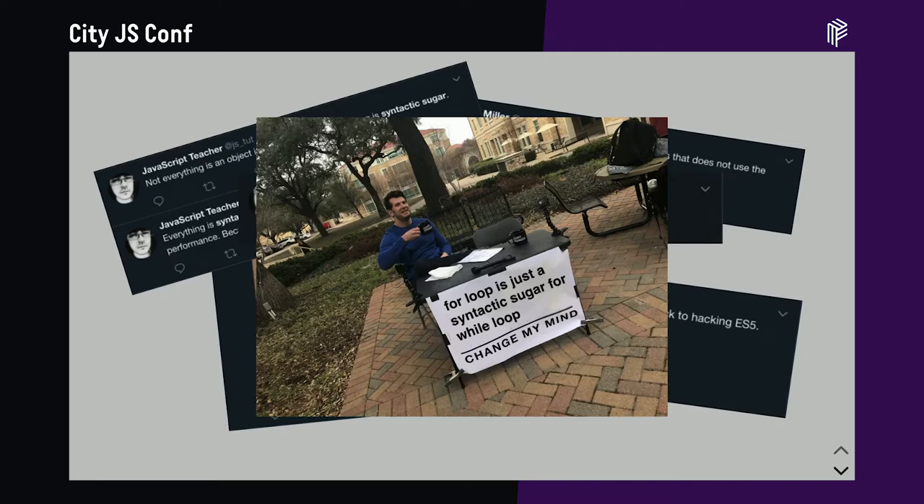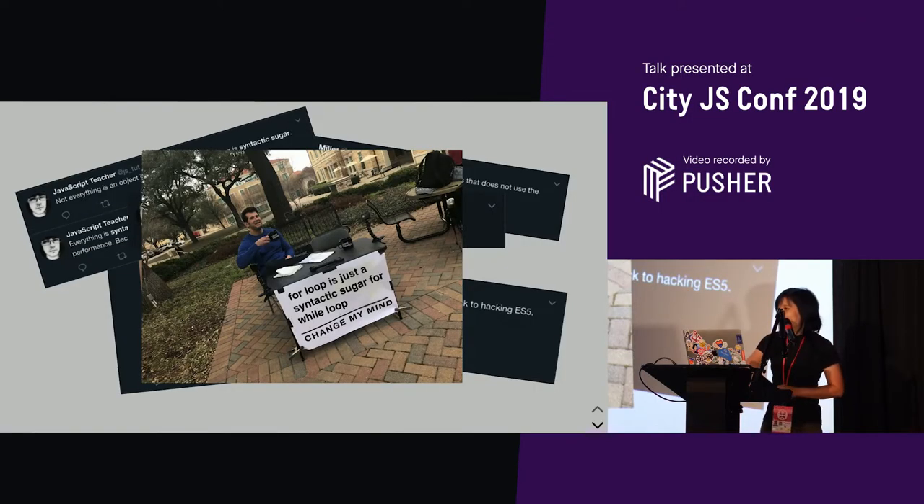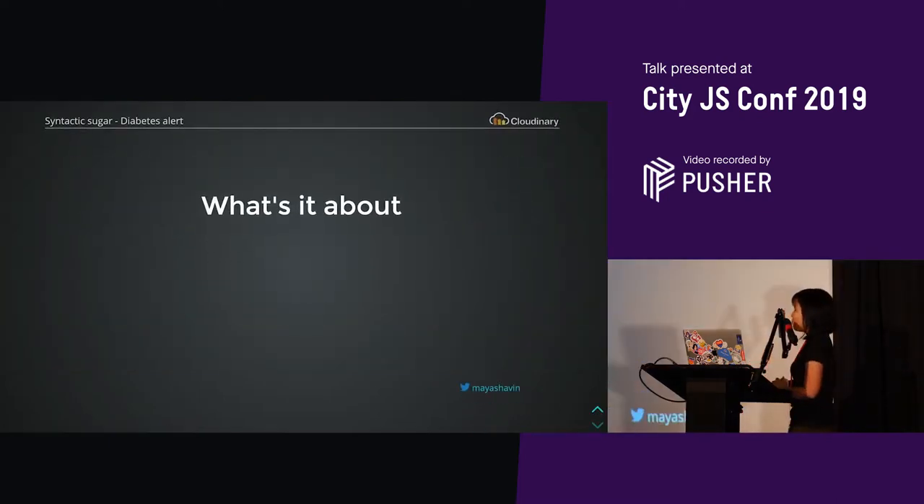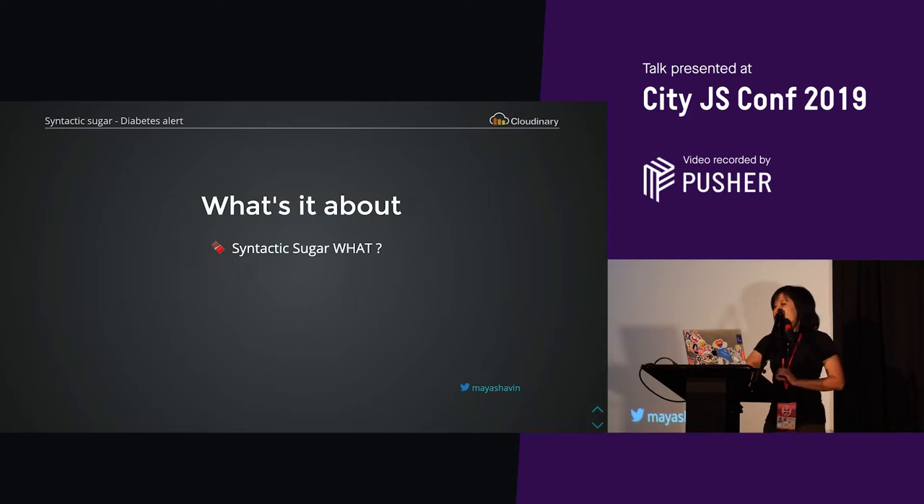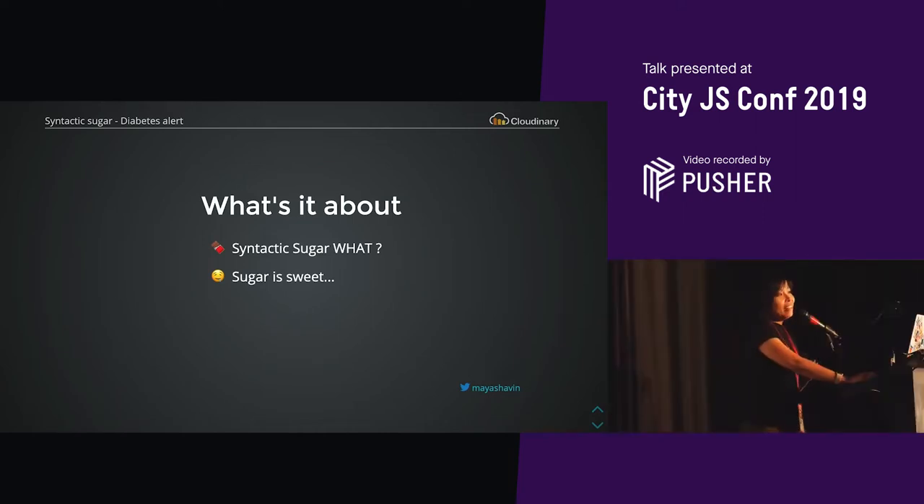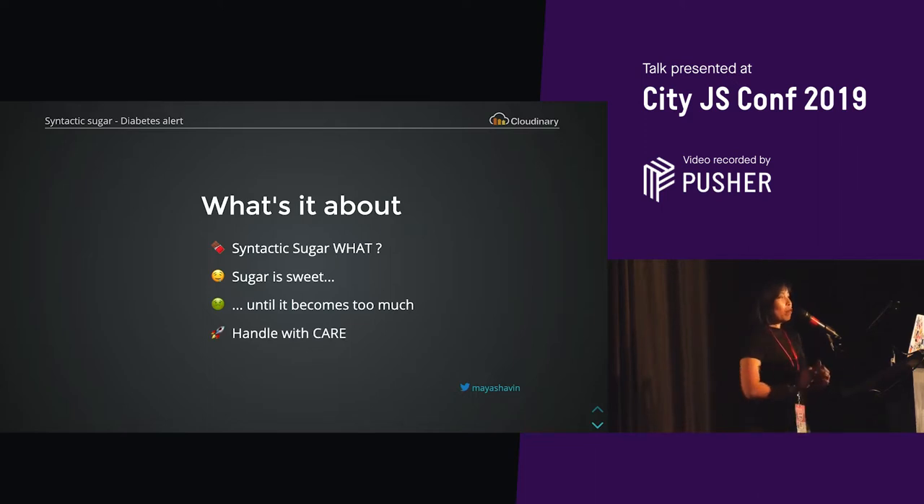With the for loop, it's just another syntactic sugar for the while loop. Well, you know what? I have to agree with that to a certain point, because in the end, it's just looping, iterating through an array or a map or something. And I did check, and performance-wise it's almost the same. So what I'll talk about: we will do a quick recap of what exactly syntactic sugar is, when it is sweet, when it becomes too much to handle, and when it becomes too much, what should we do in order to avoid it or address it?